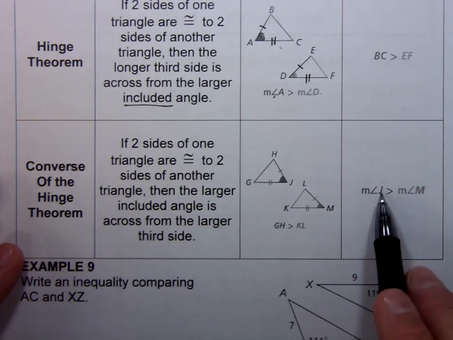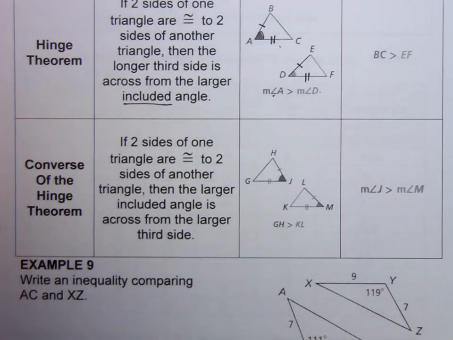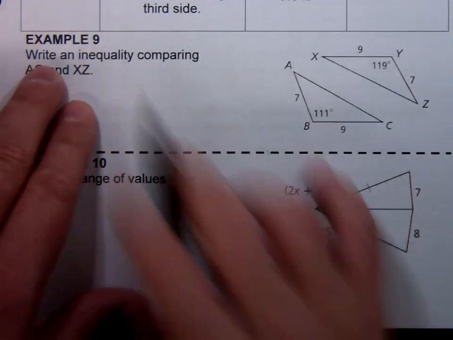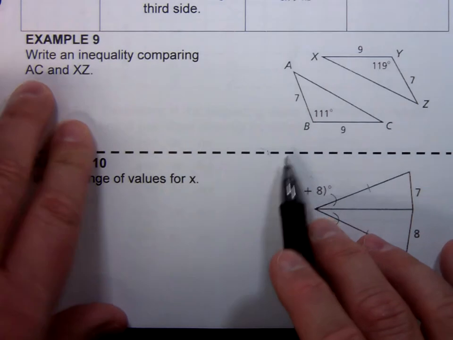So the measure of angle J would be greater than the measure of angle M. So let's see if we can actually put this into application here. Write an inequality comparing the distance from A to C and the distance from X to Z.